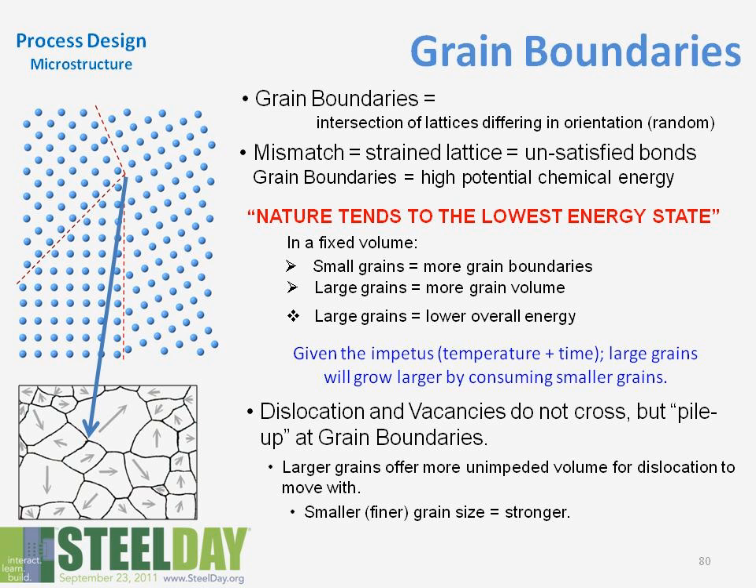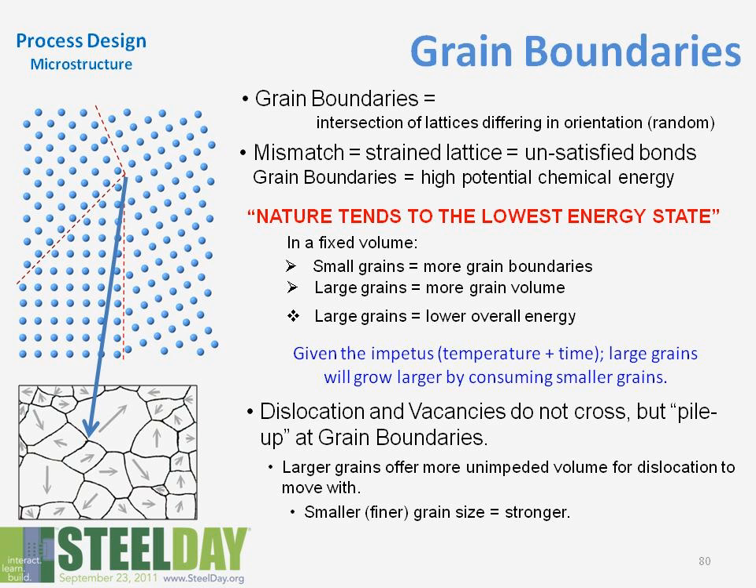Going back again to an earlier discussion, we talked about grain boundaries as being intersections between the lattices. They're a mismatch in that structure, so they create strain. There are unsatisfied bonds there. In nature, things tend to want to go to the lowest energy state. So given a fixed volume, if I have small grains, I'm going to have more grain boundaries, and grain boundaries being higher energy, I'm going to have higher energy. So overall, given the right temperature and time, we have the impetus for the grains to grow by consuming smaller grains to lower the overall energy.